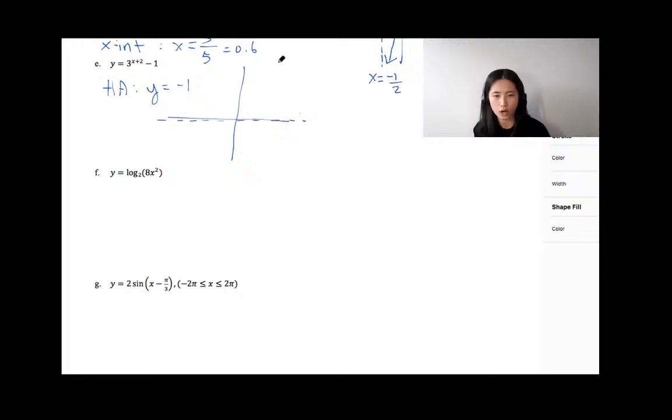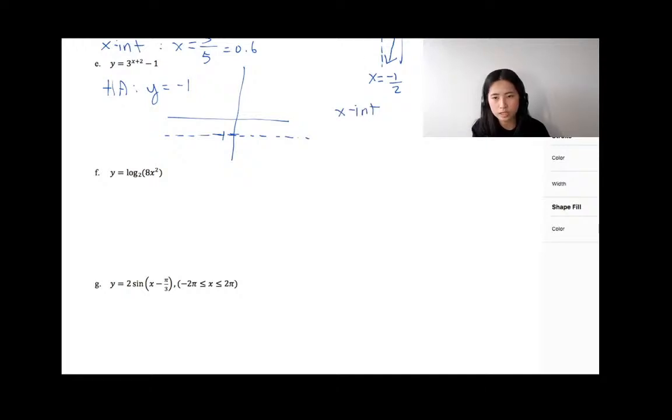Sorry, not there. That's 0, right? -1 is right here. Okay, that's where your horizontal asymptote is. So we also have y and x intercepts in our function.